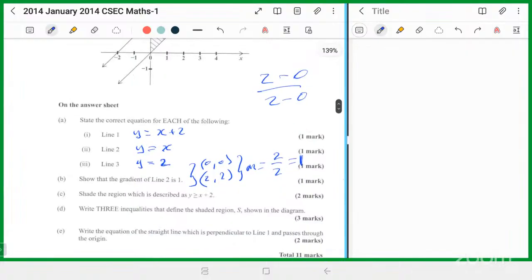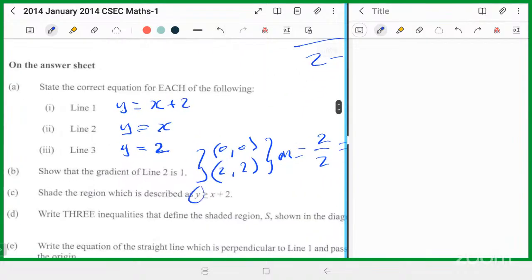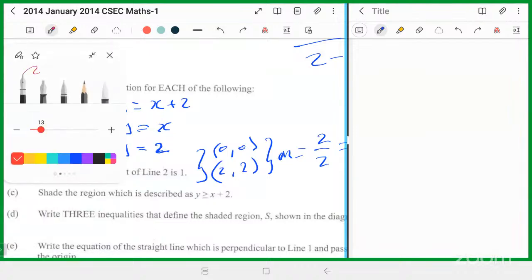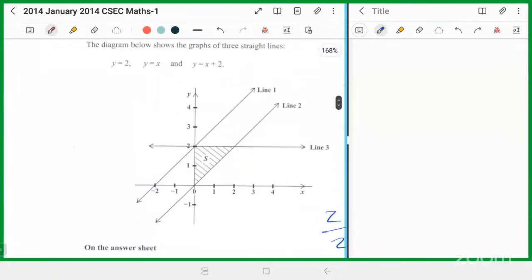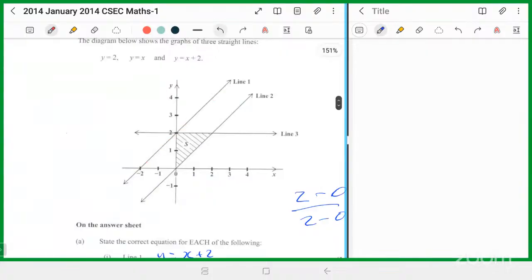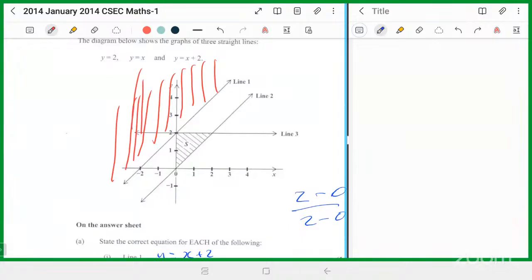The next part says shade the region for y greater than x plus 2. So this means above. Y is greater, so we want to go above the line y equals x plus 2. That's what this means. So this wants us to shade above y equals x plus 2. Which line was y equals x plus 2 again? The first one you saw. So we're shading up here above it. That's what I want, above this line.